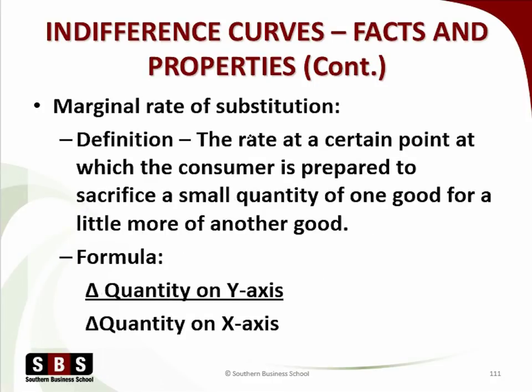And then it's important to know the definition. In terms of definitions, as I said, questions. The marginal rate of substitution, and that is the definition that you have to give in the exam if asked. It's normally called the MRS, or the marginal rate of substitution. Now the definition reads that the rate at a certain point at which the consumer is prepared to sacrifice a small quantity of one good for a little more of another good.